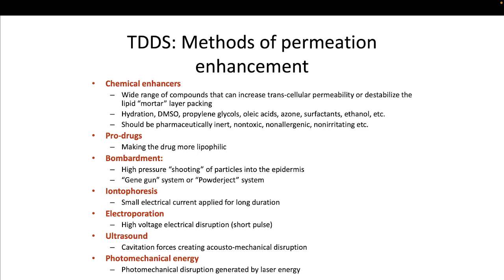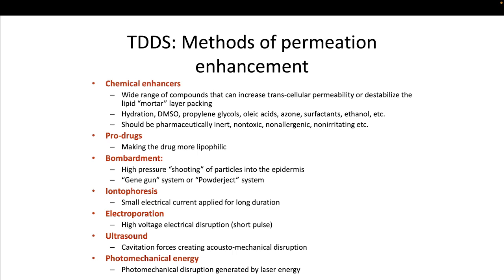Another method is iontophoresis, where you apply a small electrical current for a long duration, and because of the application of this electrical current, it will cause ionic changes in the lipid layer, and this will destabilize the lipid layer. It will create gaps in this lipid layer, and then your drug can easily permeate inside. A similar thing happens with electroporation. This is a high voltage applied for a very short duration, taking care you do not shock the patient with the high voltage.